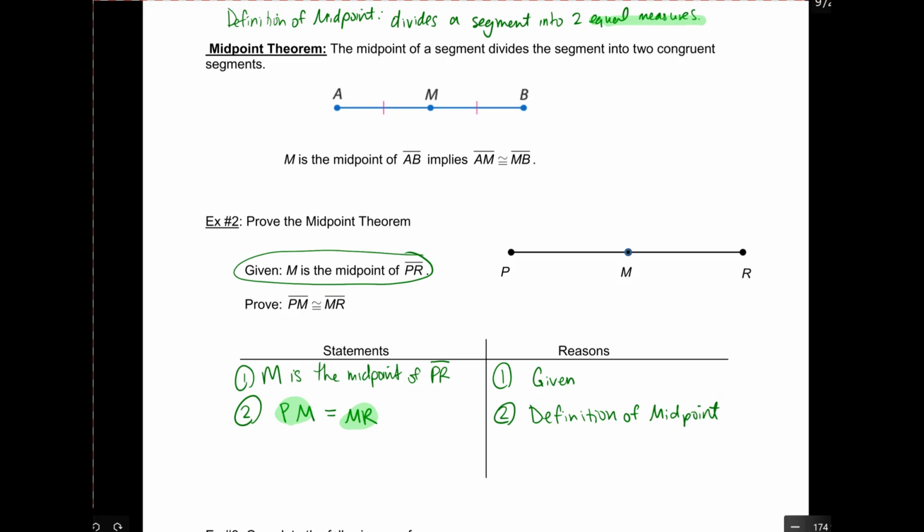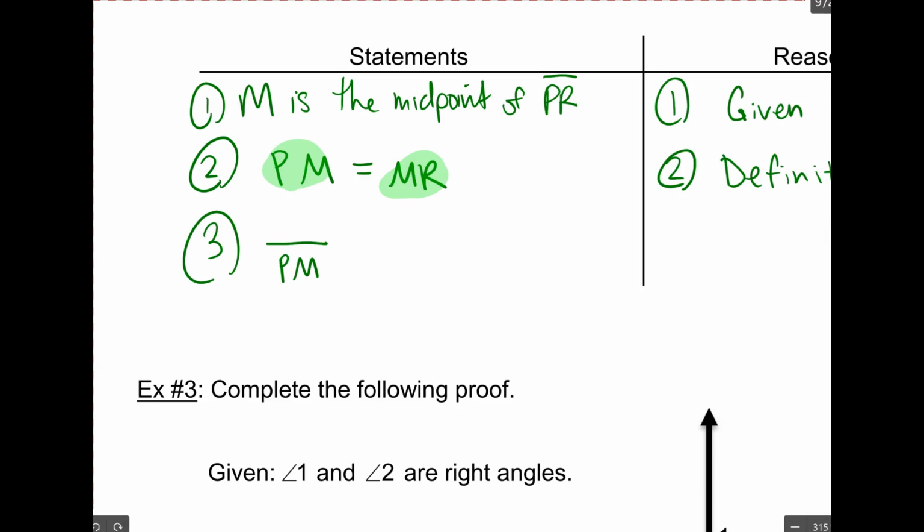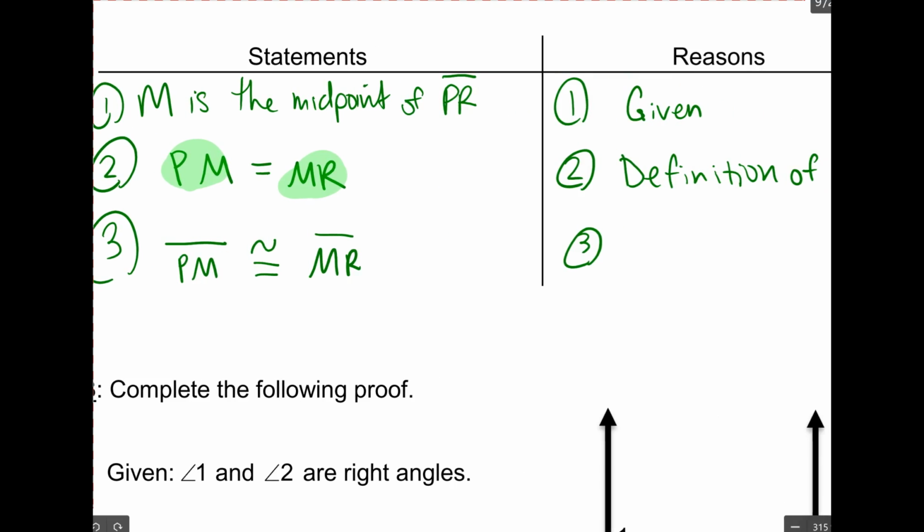My last step is to state the result. This means segment PM is going to be congruent to segment MR. Because I don't have arrows since it's a line segment, not a ray or line, segment PM is congruent to segment MR. And the reason for this is the definition of congruent segments.